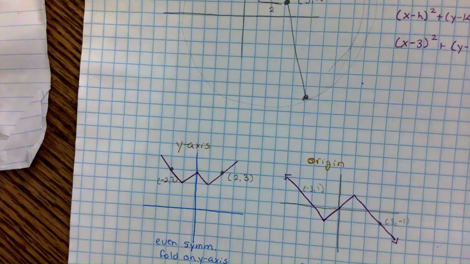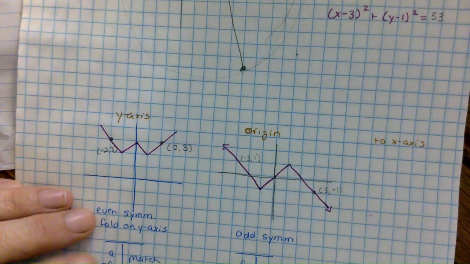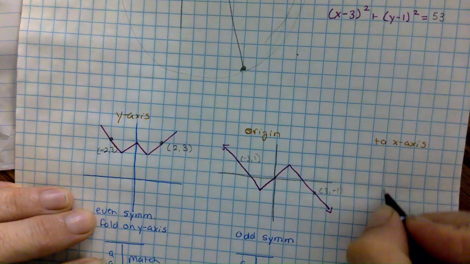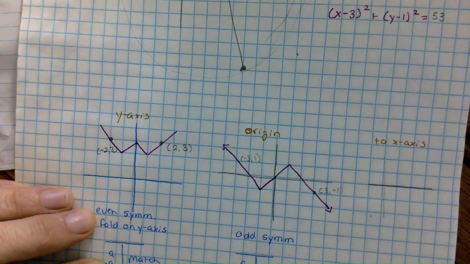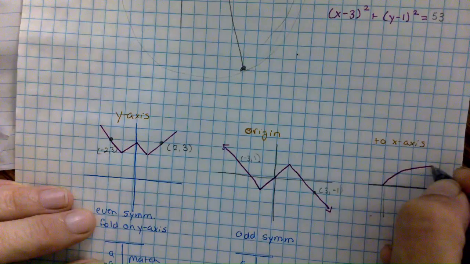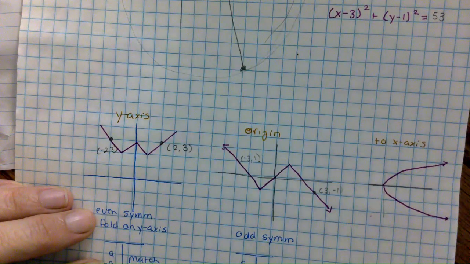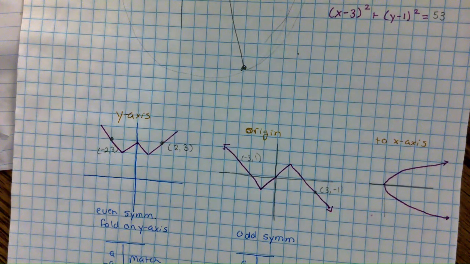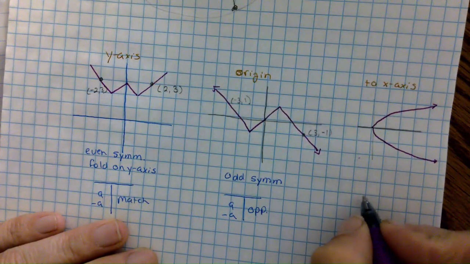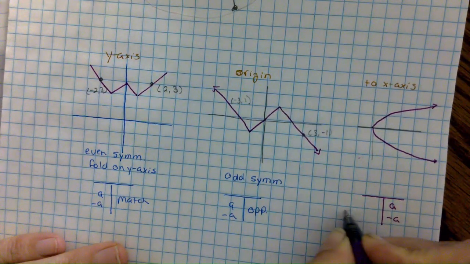Okay. They also have symmetric to the x-axis. However, if you're symmetric to the x-axis, you're not a function. So it doesn't have a special name like even function or odd function because it's not a function. So this would be symmetric to the x-axis because it folds on the x-axis. In order to check that one, you would substitute a y value and its opposite, and then the x's must match.